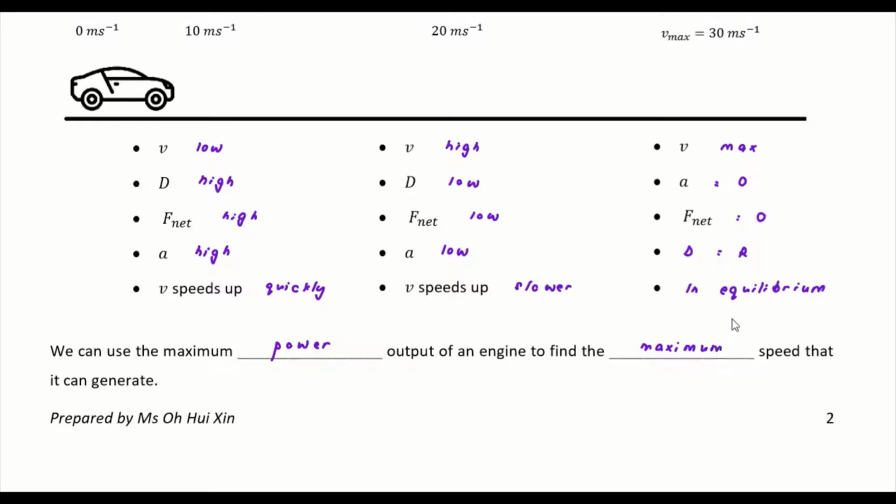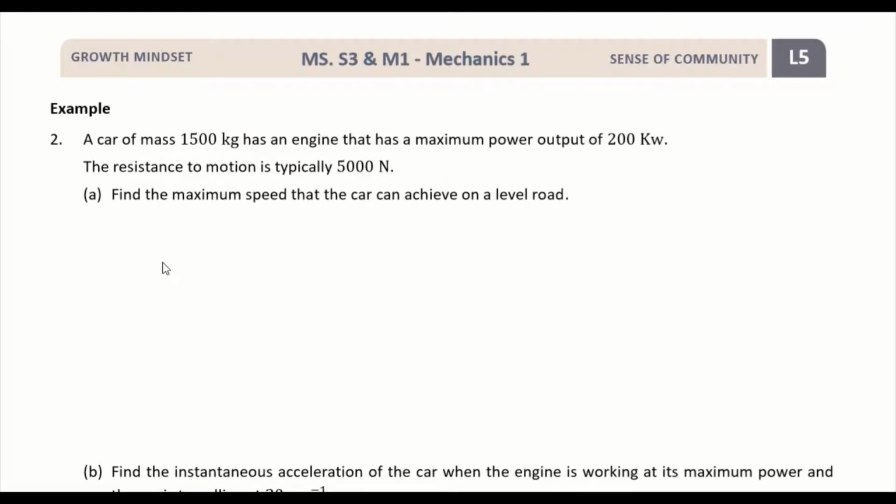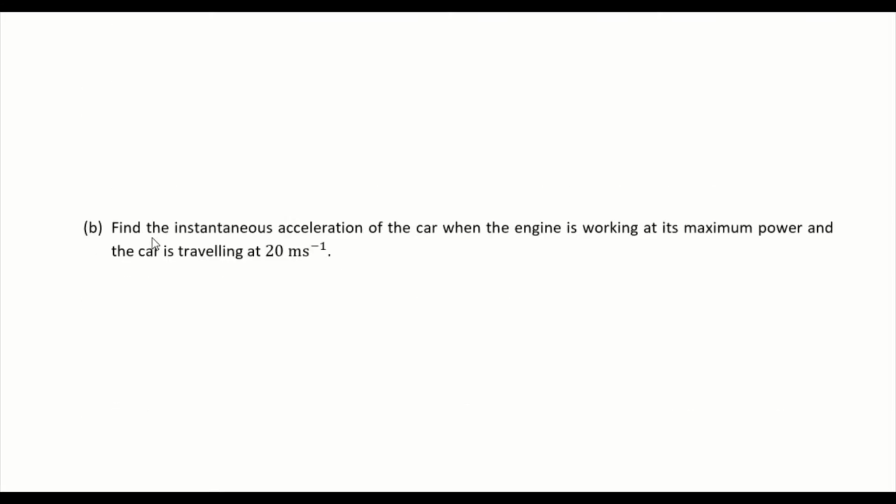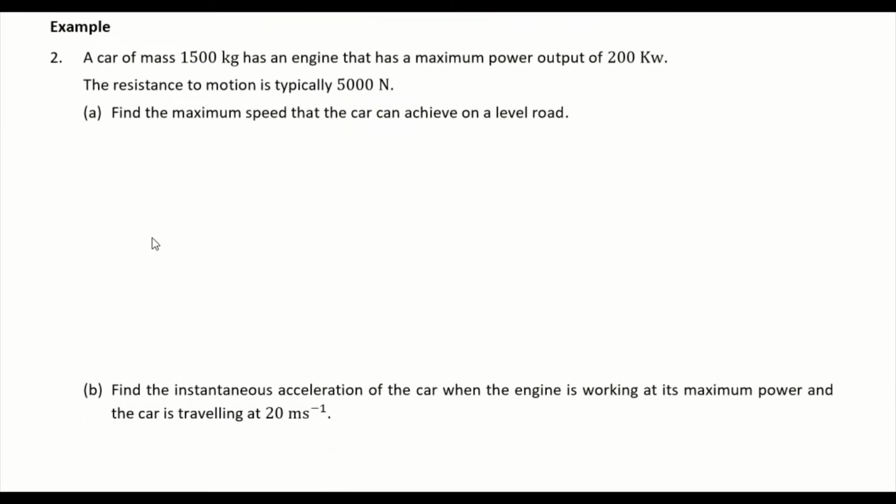Okay, so now let's look at example 2. Example 2: a car of mass 1500 kg has an engine that has a maximum power output of 200 kilowatts. The resistance to the motion is typically 5,000 Newton. For this question, you are going to look at three different sub questions, but it's all based on the same information given, which is the mass is 1,500 kg, the maximum power output is 200 kilowatts, and the resistance is 5,000.